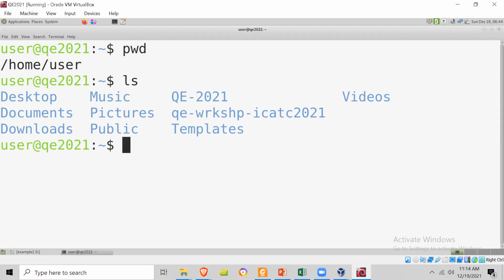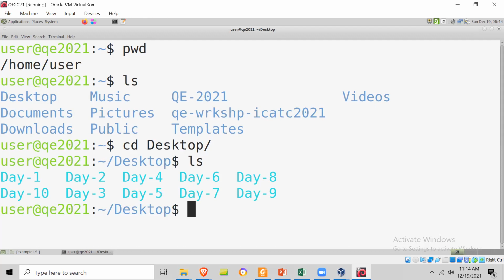and it lists all the folders in there. You want to go to the desktop. Okay. So if you go to the desktop, you'd say cd desktop, and then you have the 10 days of work. Yeah, the folders are there. So then you have to go to day two.